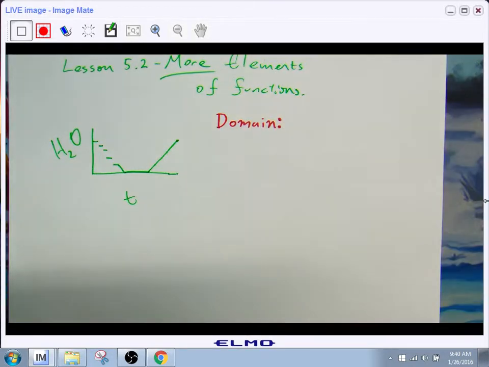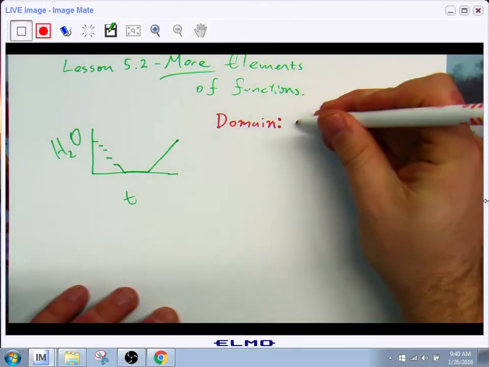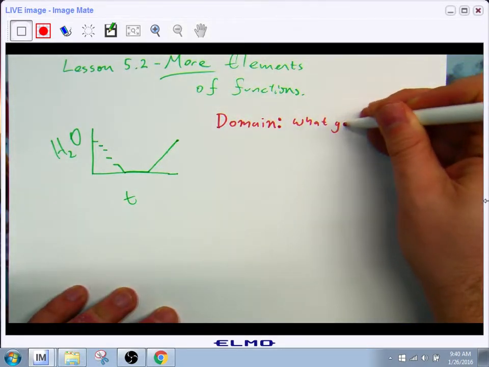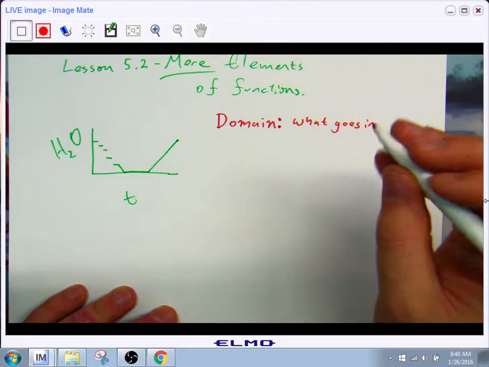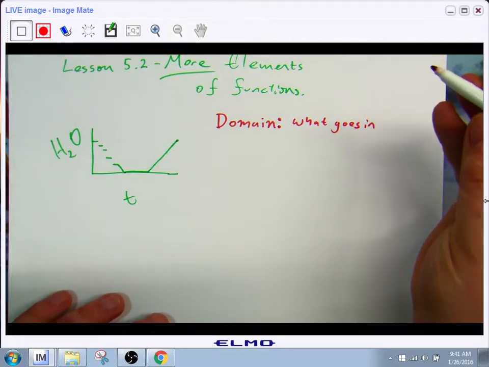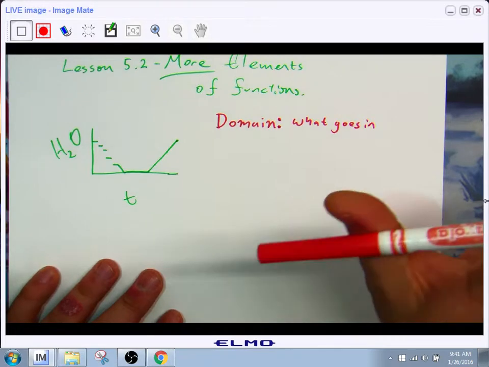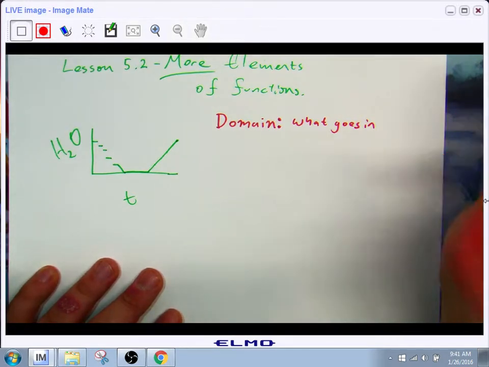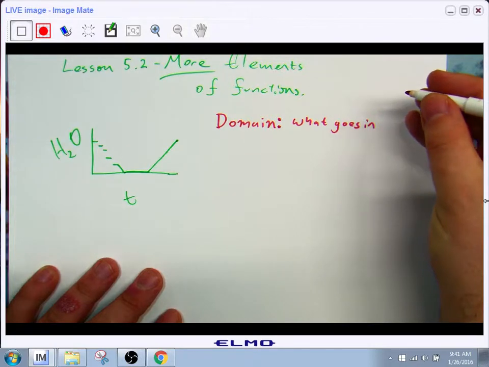And what is the domain? What were you guys able to jot down yesterday about what domain is? I'll wait to hear from somebody. Yeah, Arnhem. Domain is what comes in. Yeah. What goes in? What else did we say? Yes. The range is the output. Well, the range is the output, but we'll get to that in a minute. I want to first talk about domain. Domain is what goes in.